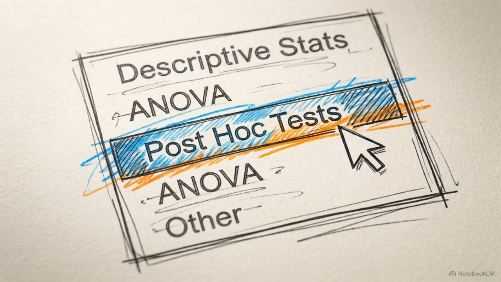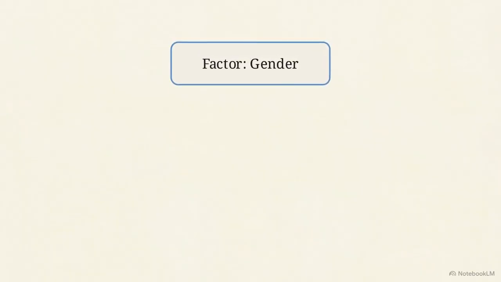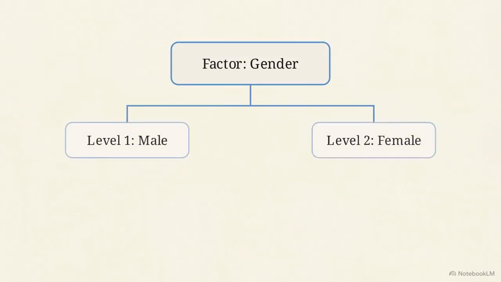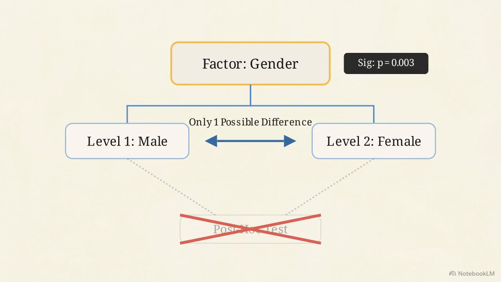Because our overall ANOVA is significant, we can now run post-hoc testing to locate the exact source of these differences. We will apply the Tukey correction specifically to the supplement variable. We skip post-hoc testing for the gender variable. Since gender only has two levels in this dataset, any significant main effect already tells us exactly where the difference lies, making further breakdown redundant.